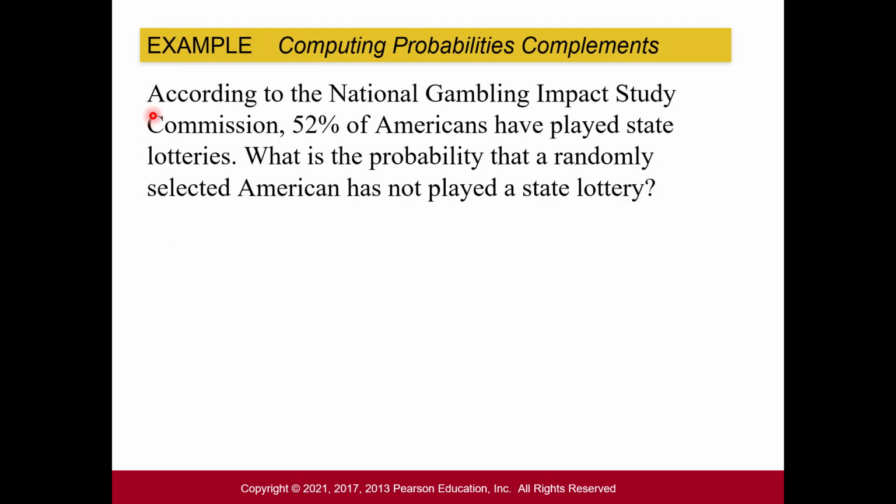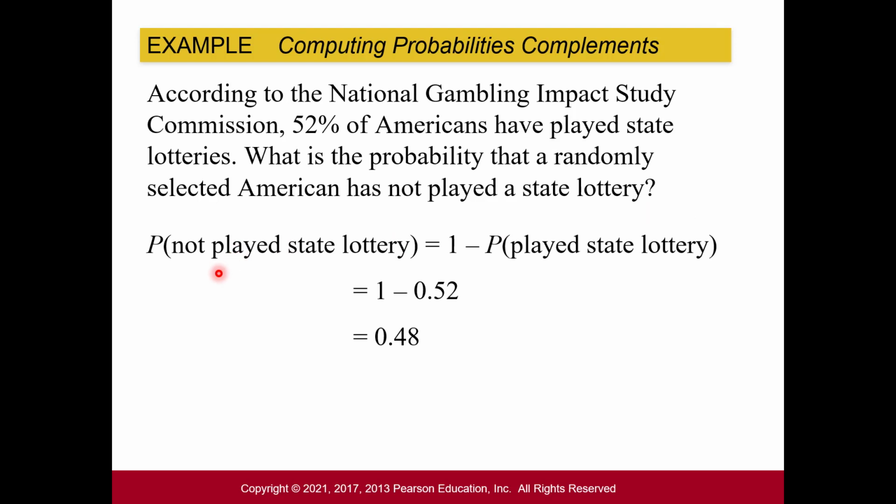So for this example, according to the National Gambling Impact Study Commission, 52% of Americans have played state lotteries. What's the probability that a randomly selected American has not played a state lottery? Because we don't know that probability, but we know its complement, we can use our complement rule and say 1 minus the probability of Americans who have played. So we say 1 minus 0.52, and we get that 48% of Americans have not played a state lottery.